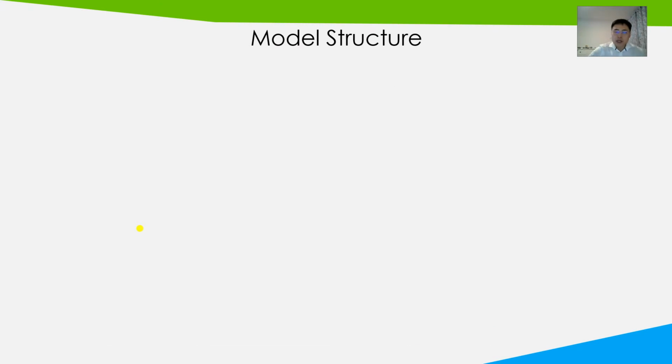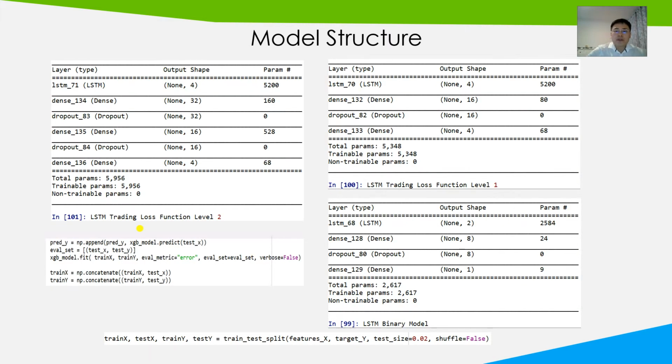The model structure here is the long short-term memory neural network. All the 3 are almost the same. We have 3 hidden layers: 1 long short-term memory cell, 2 dense layers, and just 1 output. The XGBoost is just a default build, and the update will be every 24 hours in our simulation.